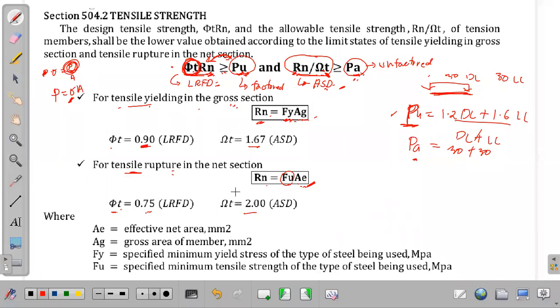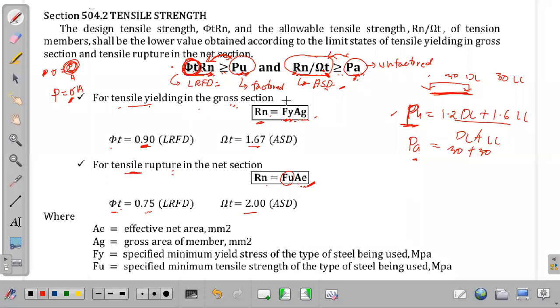Okay? So the same with the design, the allowable tensile strength shall be greater than our PA. Okay? Greater than or equal to PA. Okay? So dapat maintindihan natin yan. So that's for the NSCP code provision for the tensile member, tension member.